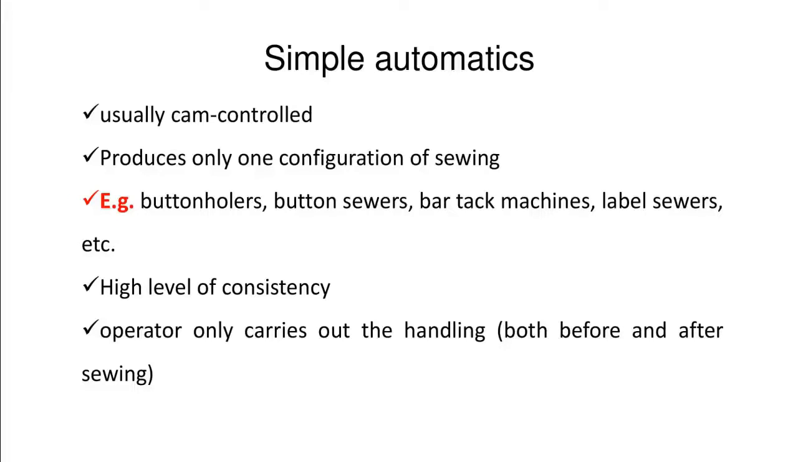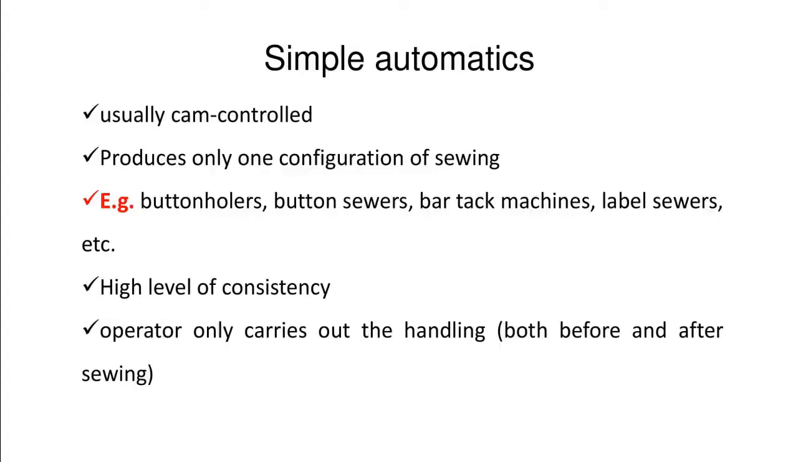Now, label sewing: there are machines where we can just put the garment, put the label on it, and you start the machine and it's going to stitch the label to the garment. And it can be in square shape, or the labels can be rectangular or whatever shape. So our label sewer can only sew labels, cannot start attaching buttons or making buttonholes. And the operator only carries out the handling, both before and after sewing.